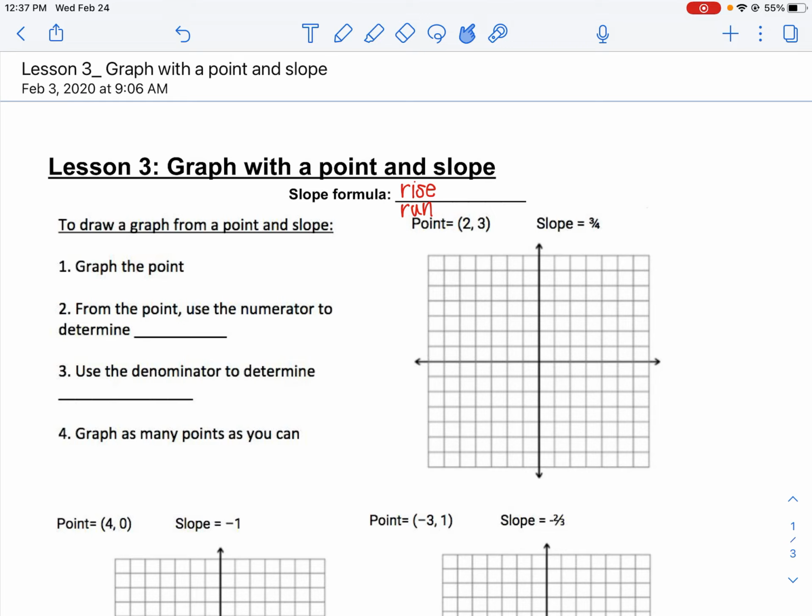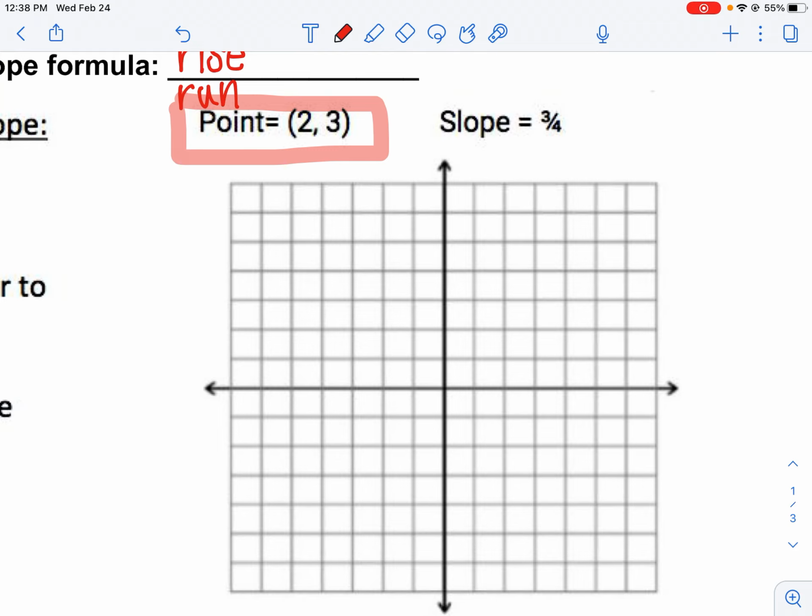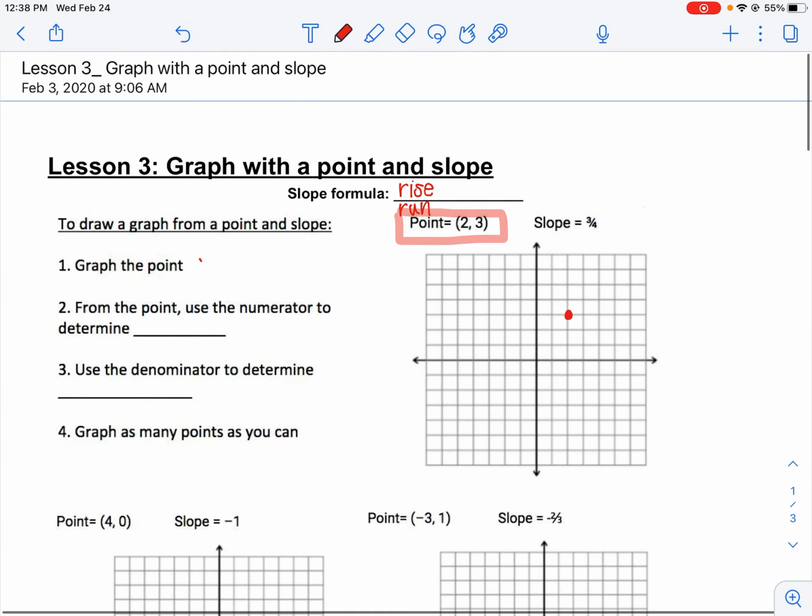So let's start with the steps on the left. To draw a graph from a point and a slope, the first thing you are going to do is graph the point. So in this particular problem, you are given the point (2, 3). So we're going to start from the origin, and we are going to go 2 spaces to the right and 3 spaces up to graph your point. So that is step number 1.